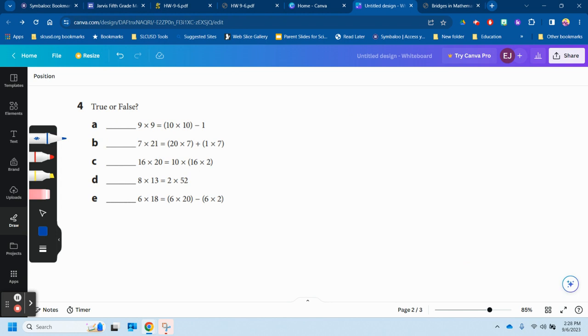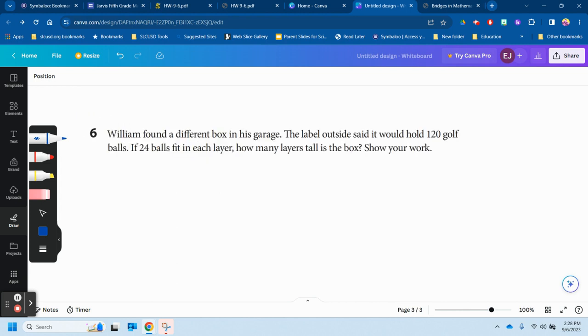I think I have the same page here. So let's go further here. William found a box in his garage. These word problems are pretty tricky, so don't spend too long, just do the best you can. The label on the outside of the box said it would hold 120 golf balls. If 24 golf balls fit in one layer, how tall is the box?